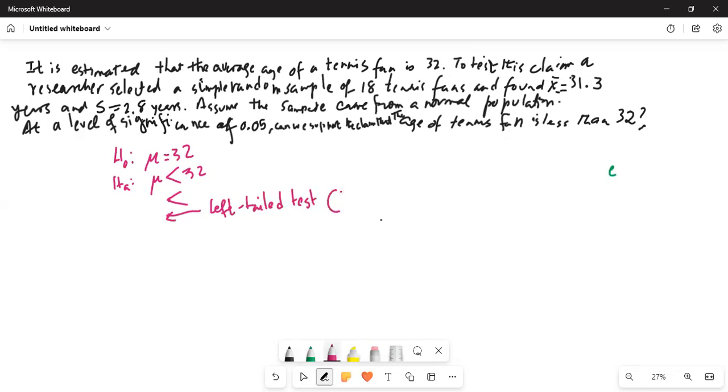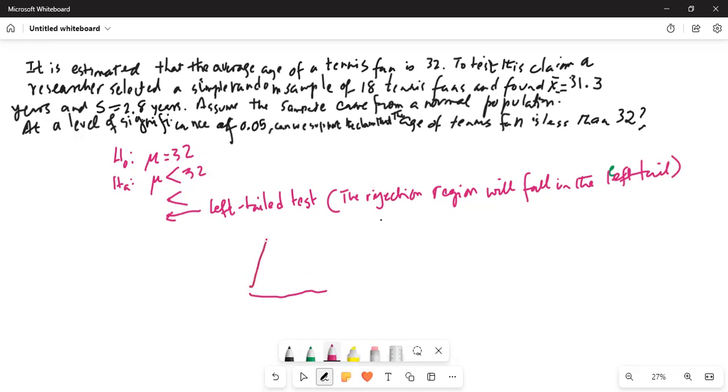That means the rejection region will fall in the left tail. So if I draw a picture of the t-distribution, we will use t-distribution in this case. Sample size is less than 30 and we do not know the population standard deviation. So this is the t-distribution.